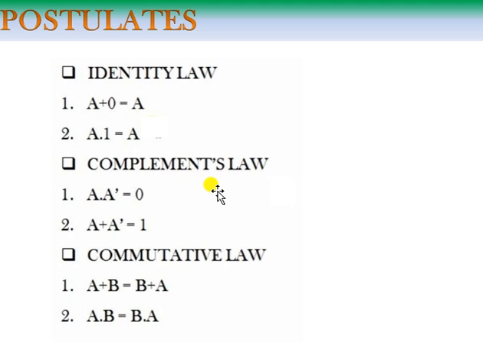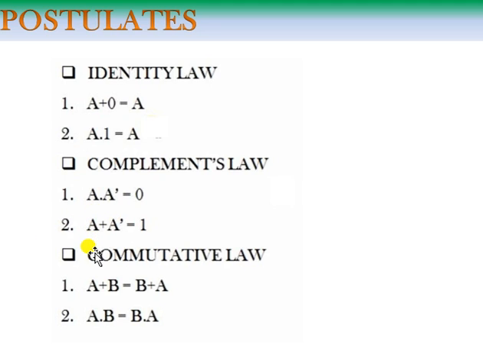Second law is complement law. Complement law states that a dot a bar equal to 0. If a is 0, then a bar is 1, then the product is also 0. If a is 1, then a bar equal to 0, and in the same way here it is also 0.